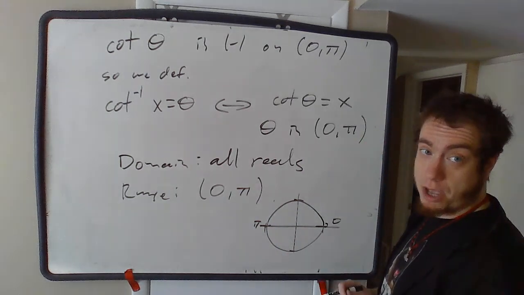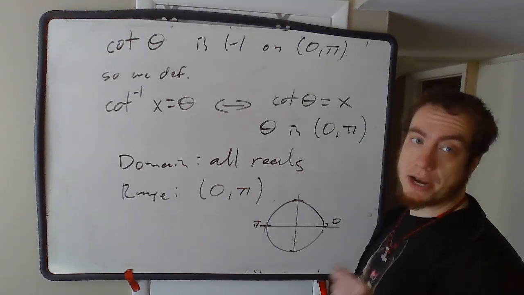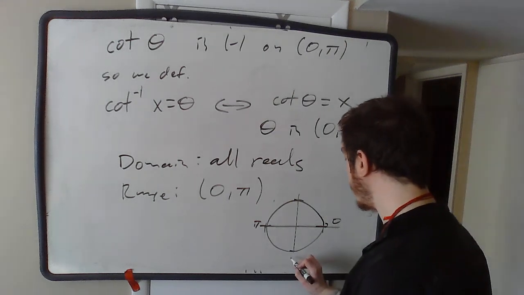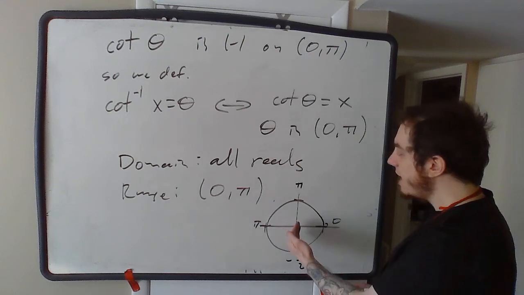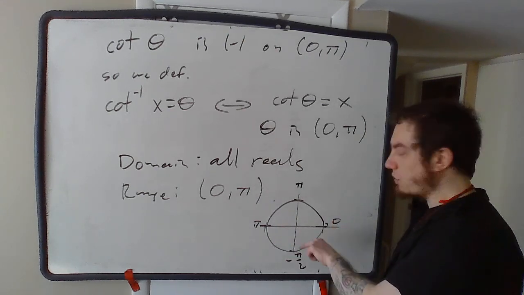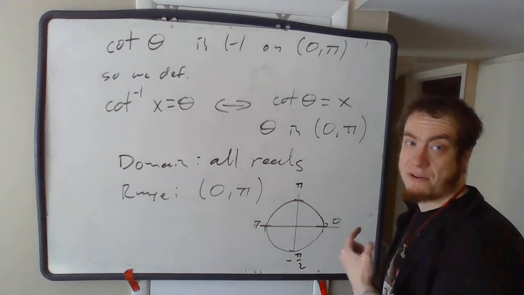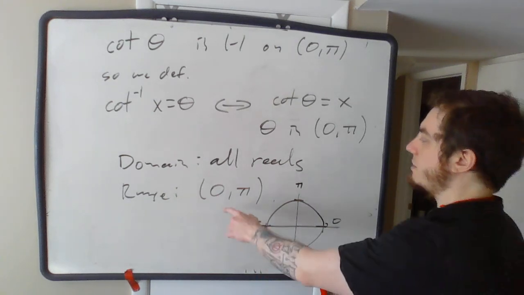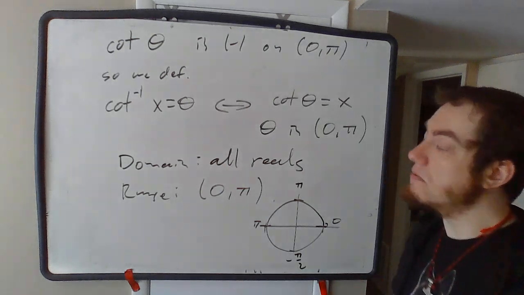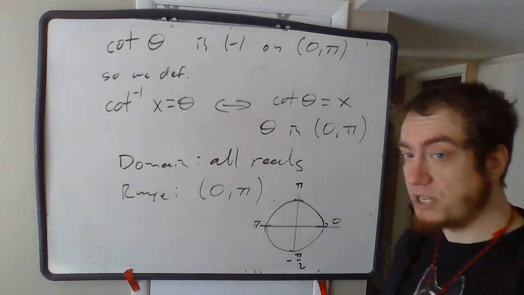For tangent, on the other hand, we have sine over cosine. Well, cosine would be 0 at minus pi over 2 and positive pi over 2, and we take the right half of the circle, where the denominator is never 0. Okay, so that's kind of how you want to remember these ranges for the inverse tangent and cotangent here.